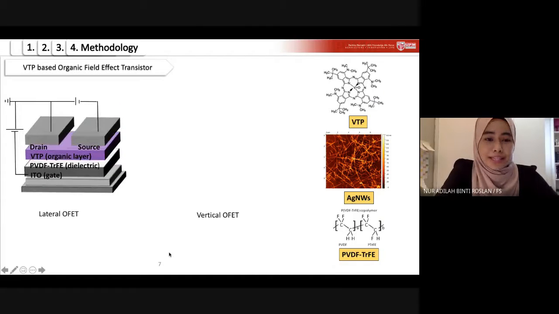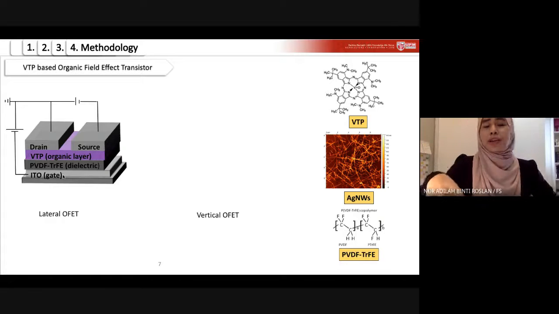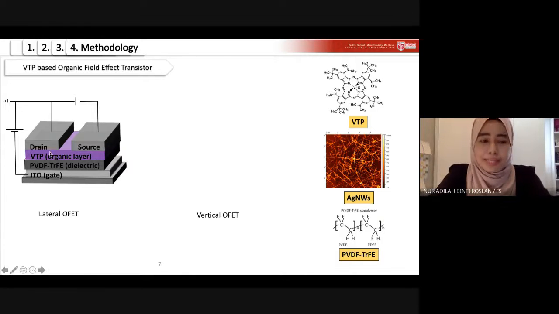So you can see here, this is the fabrication of the lateral offset. Basically, this is like the conventional structure that we have already seen in the transistor. I use the ITO and then I spin coat the PVDF as my dielectric, and then this is the main objective, that is VTP as the active layer, and then I evaporate the metal, that is aluminium, as my drain and source.